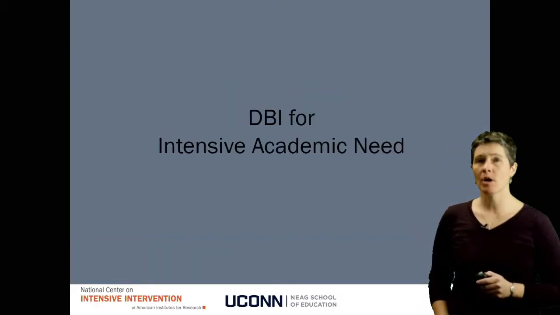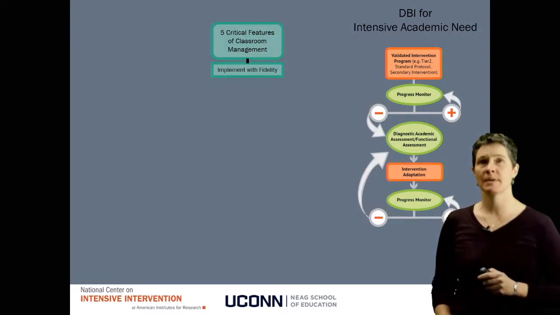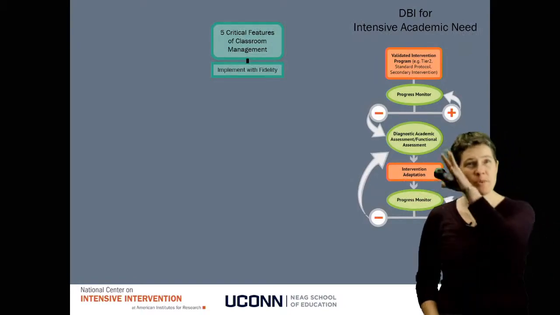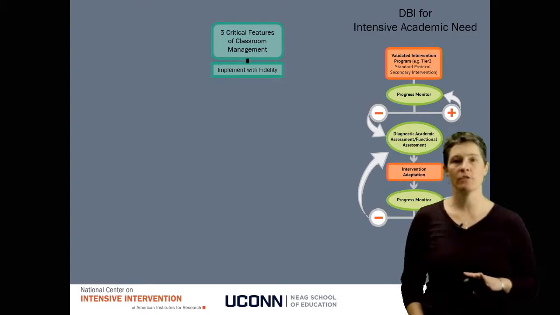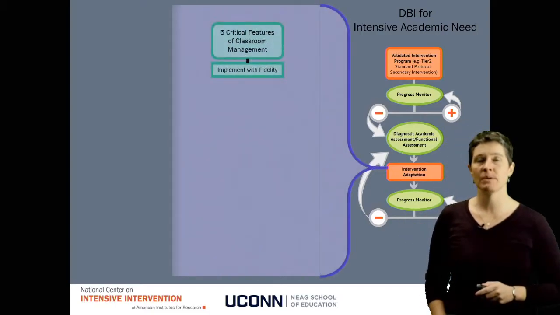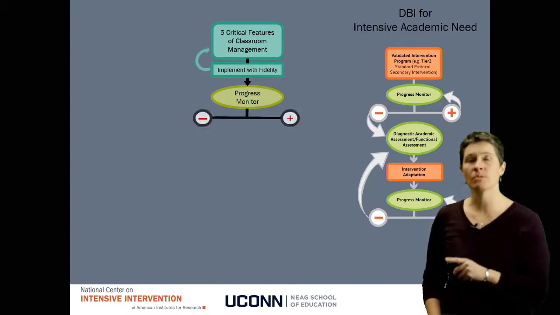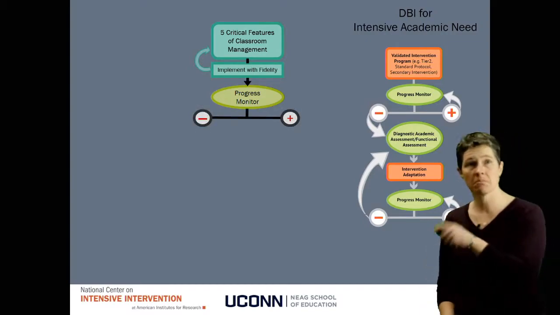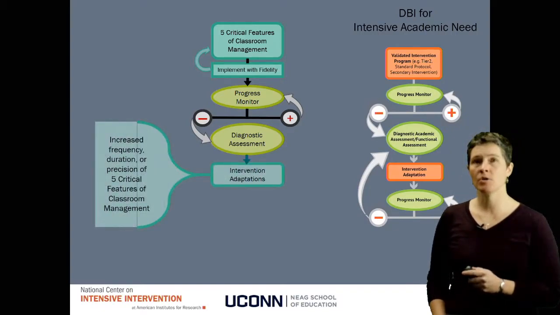So if we remember all the way back to the very beginning, we've talked about this DBI model for intensive academic need. On the behavior side, we've built a somewhat parallel process where we start by implementing these 5 critical features of classroom management. We make sure we get that in place with fidelity. We double check those pieces. And then we progress monitor student response to that. If it's working, keep going. If it's not working, intensify. Think about how you can adjust those.